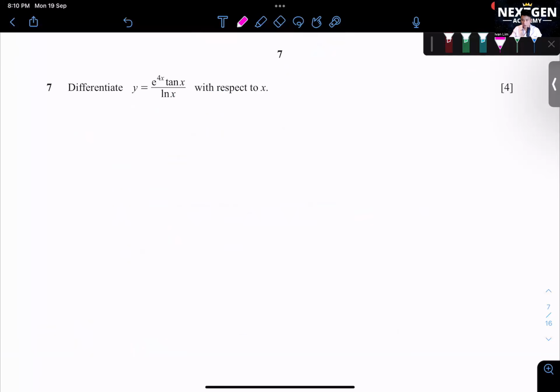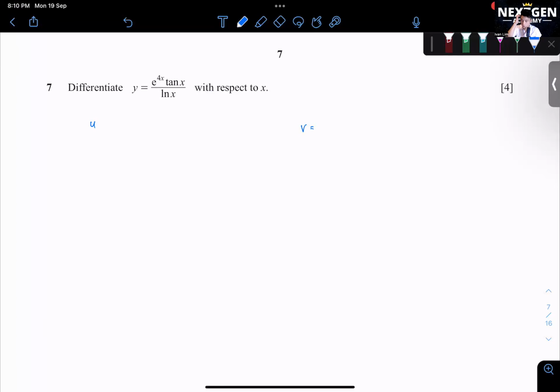Differentiate y equals e to the power of 4x tangent x over ln x. All right, I still see some of your working, you straight away go and differentiate the whole thing. Like what I said, try not to. Remember, write your u and your v. This is just in case, and it's for you to check back also. But if you don't listen to me, it's fine. I'm just giving you advice.